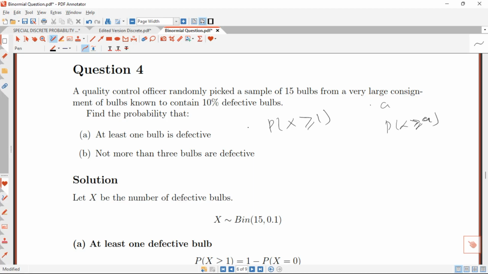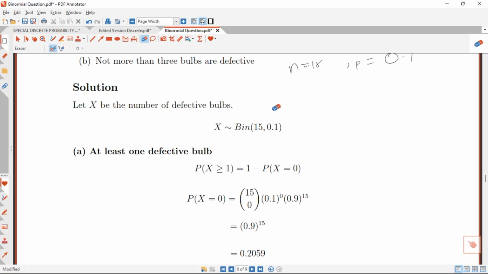Okay, so here, at least one bulb defective means that we are going to get this expression as it has been expressed in the slides. And already we know that we have to deduce our p and our n from the question before we start solving. So our n is equal to 15 because we have 15 bulbs here, and then our p, the probability of success, will be 10%, that is 0.1. So already we have been able to deduce our n and our p.